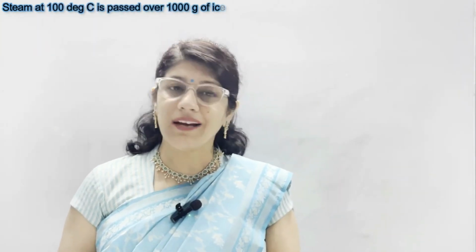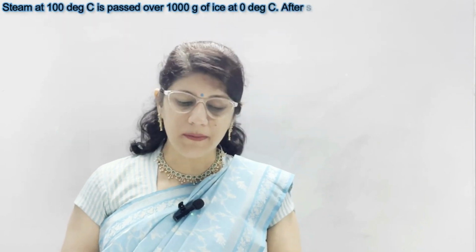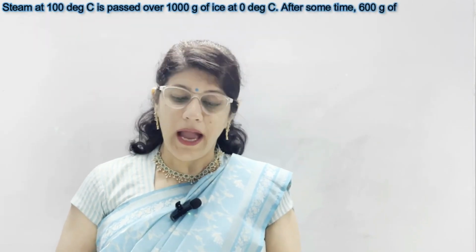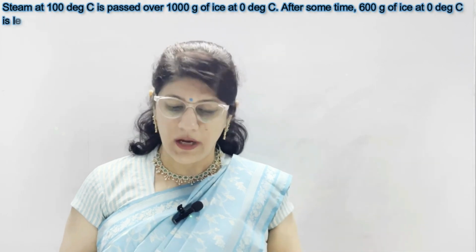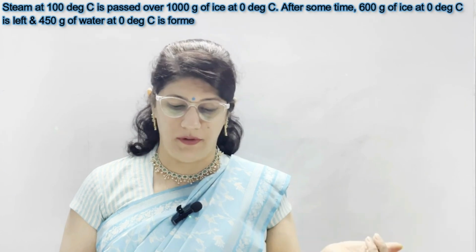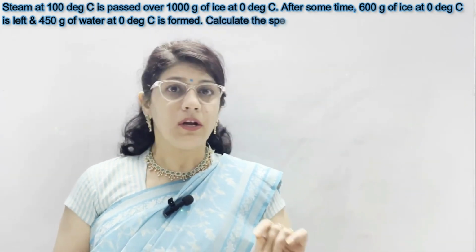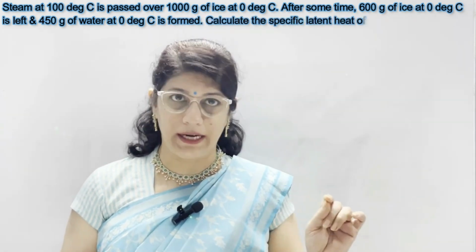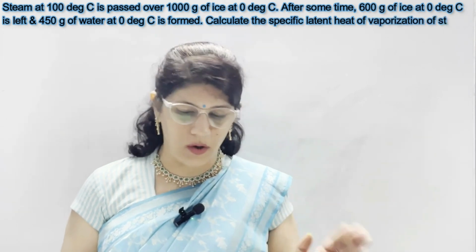A little bit twisted numerical now. Steam at 100 degrees Celsius is passed over 1000 gram of ice at 0 degrees Celsius. After some time 600 gram of ice at 0 degrees Celsius is left and 450 gram of water at 0 degrees Celsius is formed. Here in this question, neither of the masses is given directly, neither of steam nor of ice nor of water.